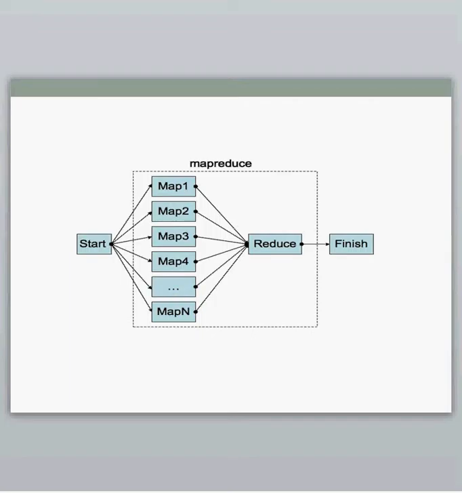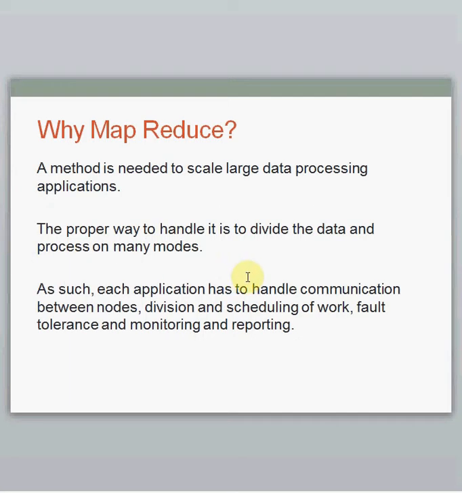Why use MapReduce? In a real-life environment, a method is needed to scale large data processing applications. The proper way to handle it is to divide the data and process it on many nodes. As such, each application has to handle communication between nodes, division and scheduling of work, fault tolerance, monitoring, and reporting. MapReduce is capable of handling and hides all these issues and provides a clean abstraction for programmers.